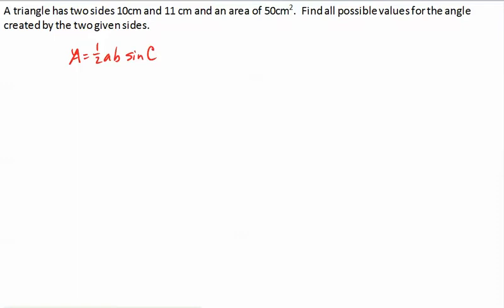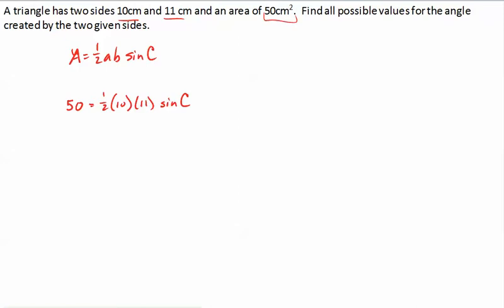So, let's see if we can find all the values for the angle created by the sides of 10 centimeters and 11 centimeters when the area is 50. And so we can go ahead and put those in. We can go 50 equals 1/2 times 10 times 11, because those are my two sides. Now what I'm missing and what I'm looking for is my angle, sine C. That's the included angle, the angle created by the two given sides.